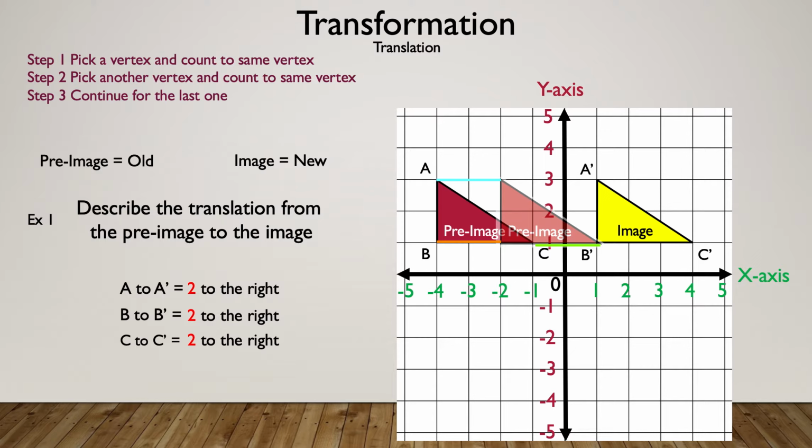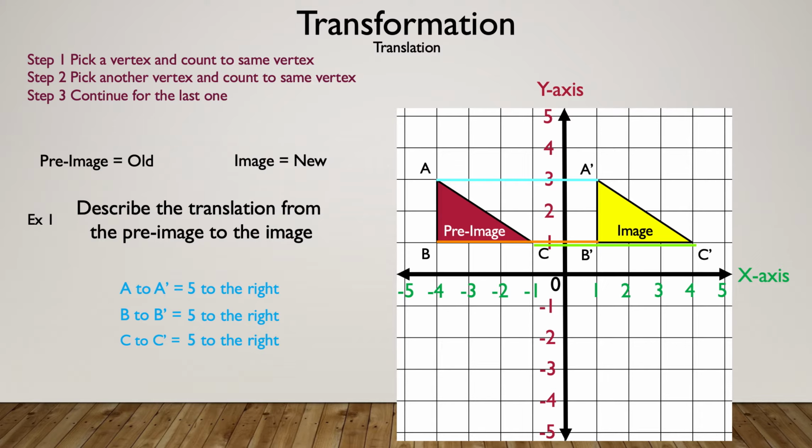So we're now 2 spaces to the right, 3 spaces to the right, and 4 spaces to the right, and now we are 5 spaces to the right. The pre-image is now overlapped with the image, and that is our final answer, 5 to the right.